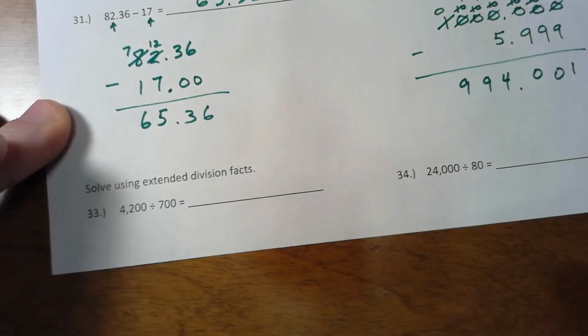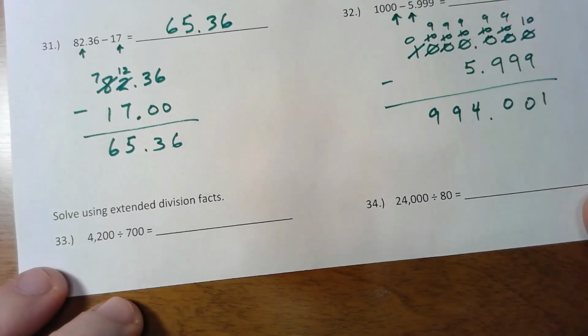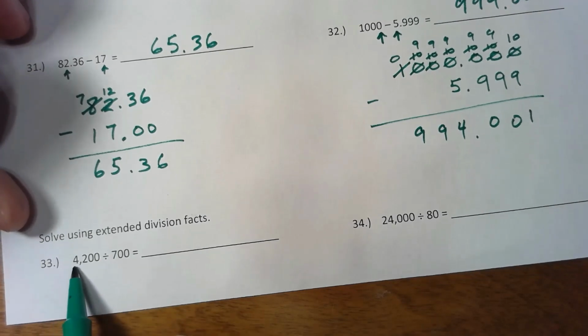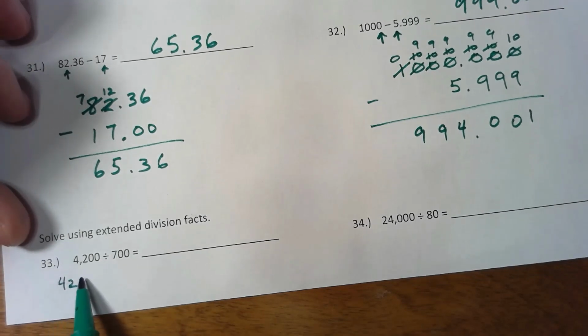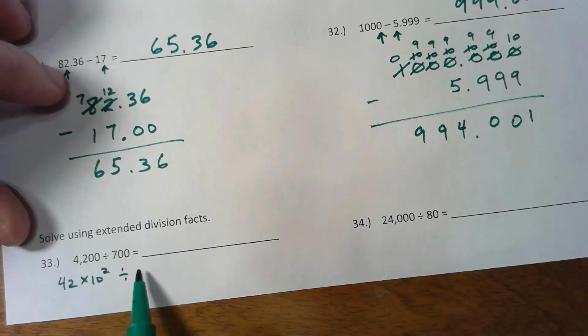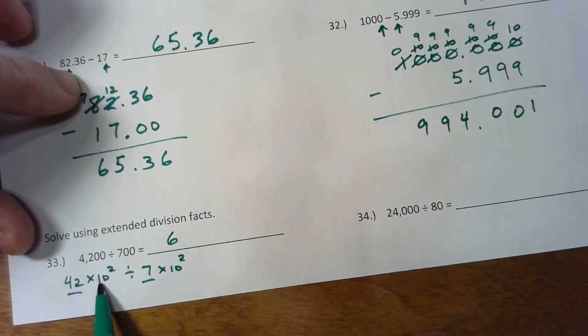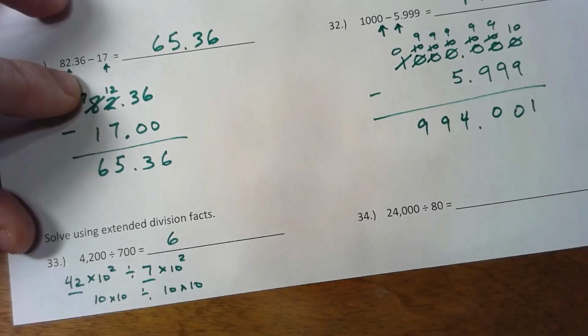And the last two problems on this page say solve using extended division facts. So that means you shouldn't have to work these out. We're just using powers of 10. This is really 42 times 2 powers of 10 divided by 7 times 2 powers of 10. We can do 42 divided by 7 first. That gives us 6. And then our 2 powers of 10, this is really 10 times 10 divided by 10 times 10. If we divide 10 times 10, 100, divided by 100, we get 1. So 6 times 1 is just going to be 6. So there's our answer, 6.